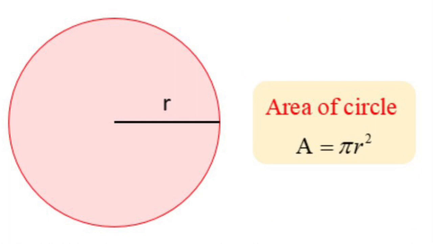Here is the formula for calculating the area of a circle. A equals pi r squared. This means area equals pi times the radius squared. This is an important formula, so you may want to make a note of it in your notebook. Let's practice applying this to some questions now.